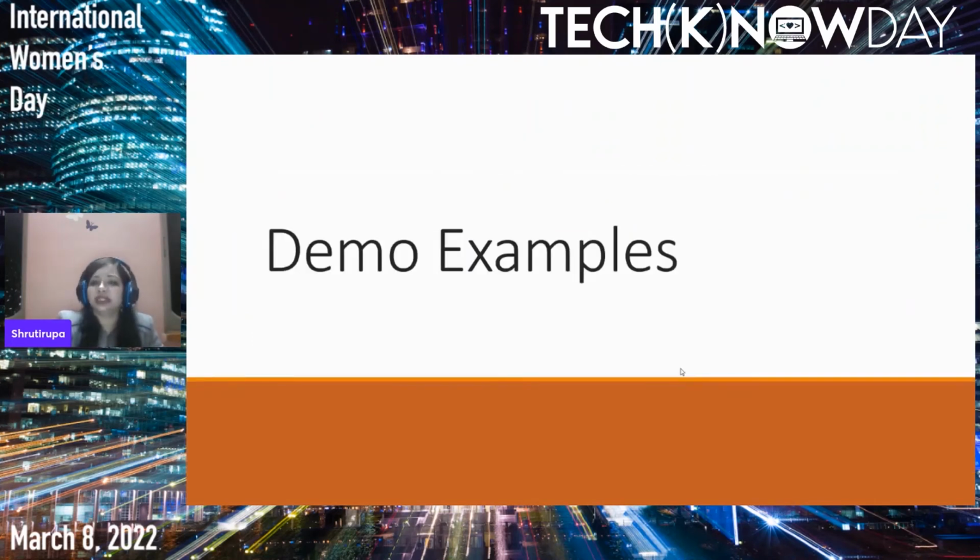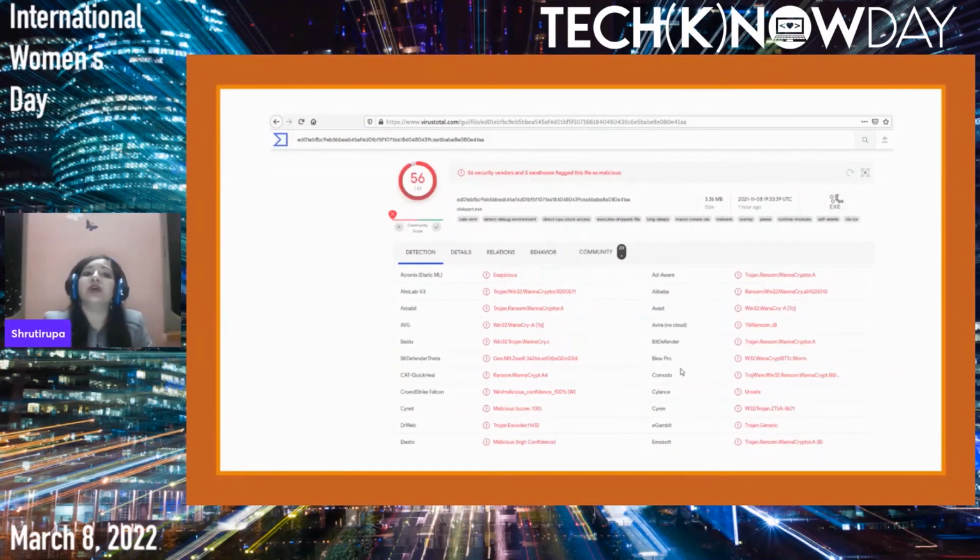We'll see some demo examples that I had performed previously. As I had mentioned about the WannaCry virus, WannaCry ransomware, I uploaded that particular file into VirusTotal, and here you can see that 56 out of 61 of these scanners, or anti-malware scanners, have detected that it is suspicious or malware. 56 security vendors and 5 sandboxes flag this as malicious. So from here we can be very sure that yes, this is malicious software.